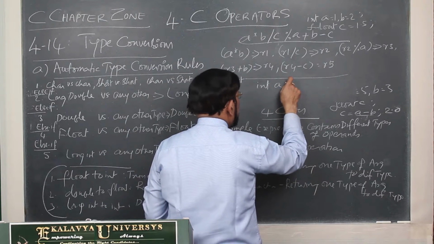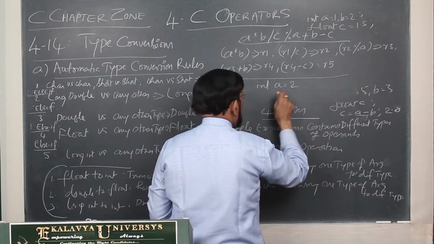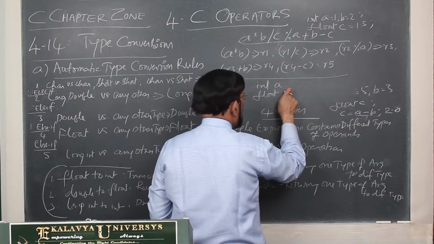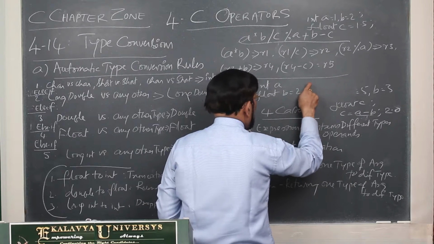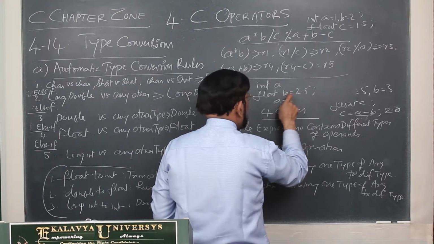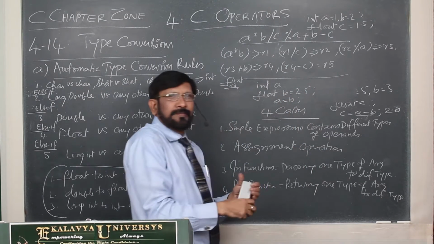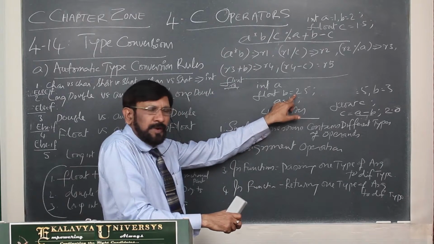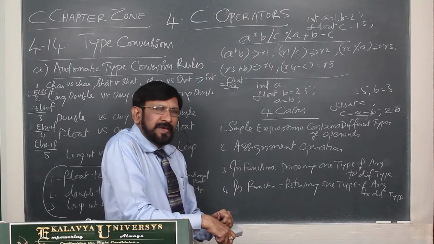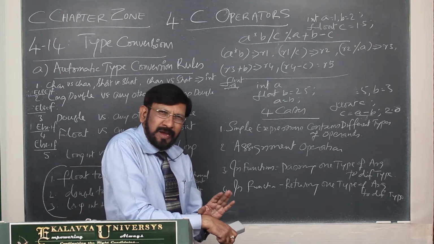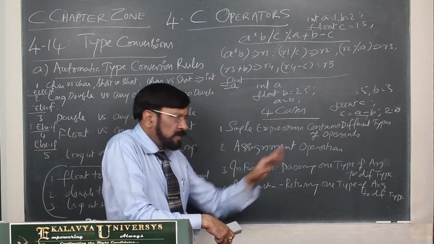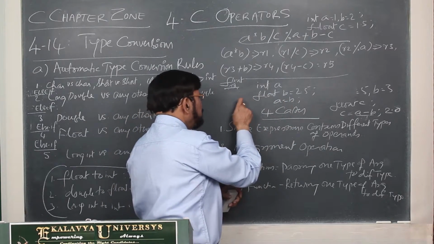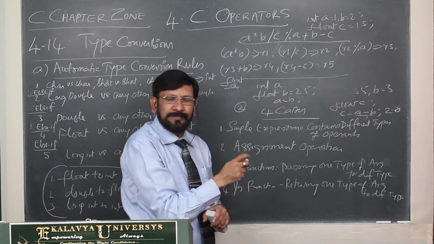int a; float b = 2.5. So, a is equal to b you are making. That means what you are doing? You are assigning b's floating point value to a. Then automatically no error will come. Automatic assignment will be done. But now a's value is 2 only, not 2.5.